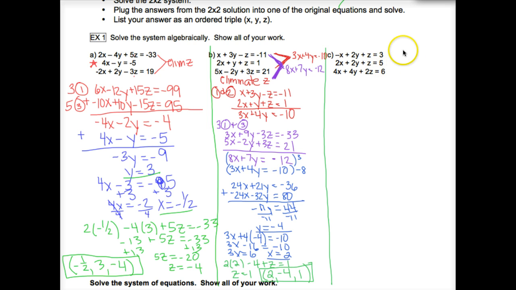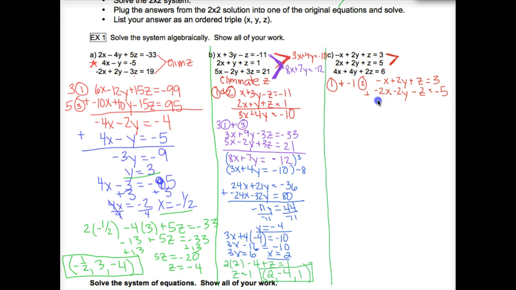and eliminate the z. So here's going to be that bracket here. And so I'm going to choose equation 1 with negative 1 times equation 2. Equation 1 was negative x plus 2y plus z equals 3. Equation 2, when I multiply it by negative 1, becomes negative 2x minus 2y minus z equals negative 5. So everything multiplied by negative 1.